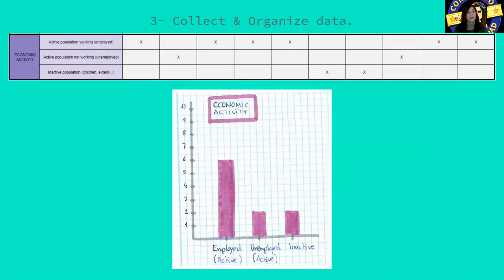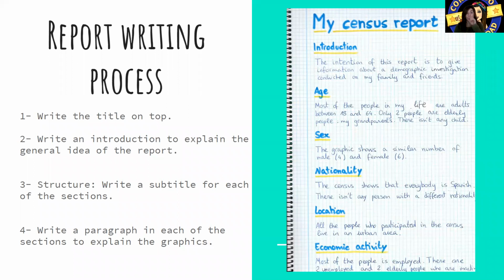And the last category was the economic activity. So how many people were active population and working, how many active but not working, so they are unemployed, and inactive population like children and elderly. So I see that that makes a total number of 6 people who are employed and actively working, 2 people who are unemployed, and 2 people who are inactive. After making this data and drawing it in your notebook, we're going to continue with the writing process.